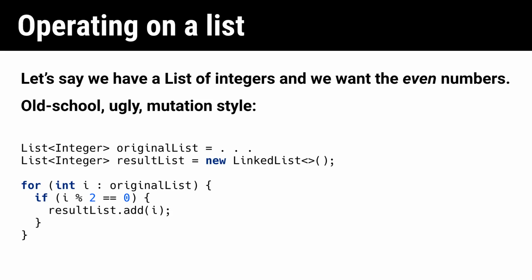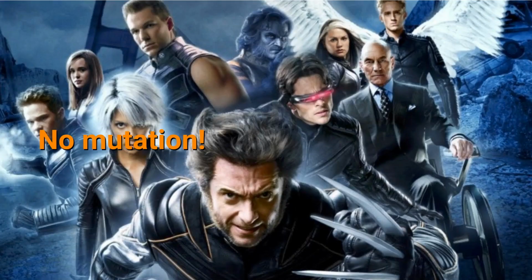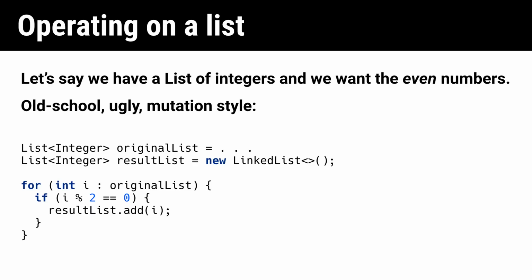So I would start with an empty result list, and then I would do some kind of loop. Give me every integer in the original list, and if that integer mod 2 equals 0, therefore it's even, then I would add that resulting even number to my result list. This kind of code is ugly, it's error prone, and that's not how we write code in Comp215. No. Because no mutation. That's our rule. We don't want to be mutating i, mutating result list. All of that mutation is an opportunity for you to have bugs. So we're not going to do this. No mutation.